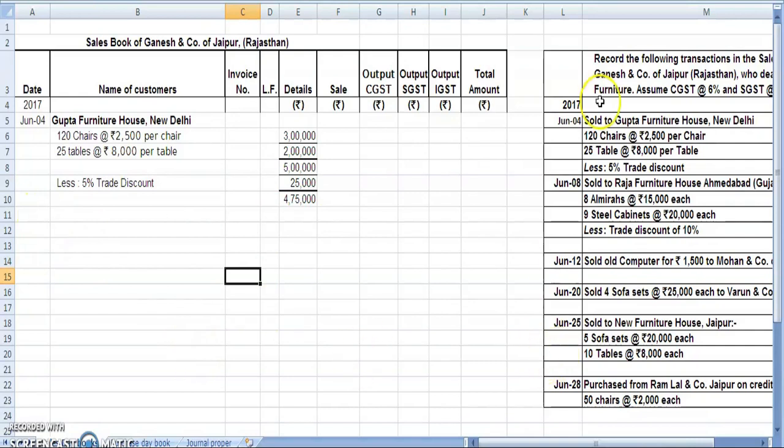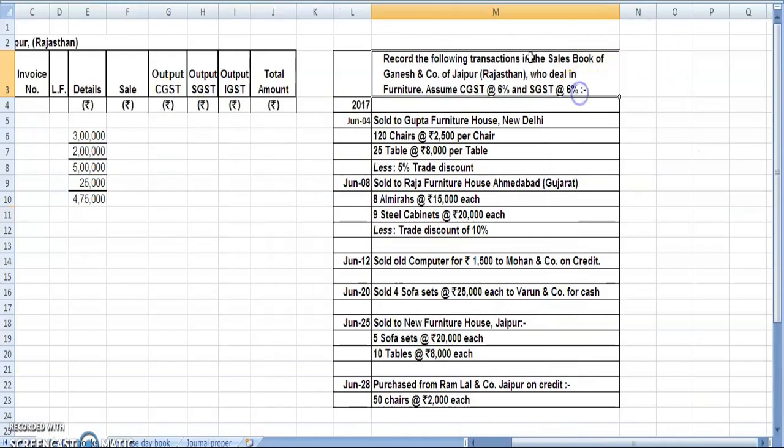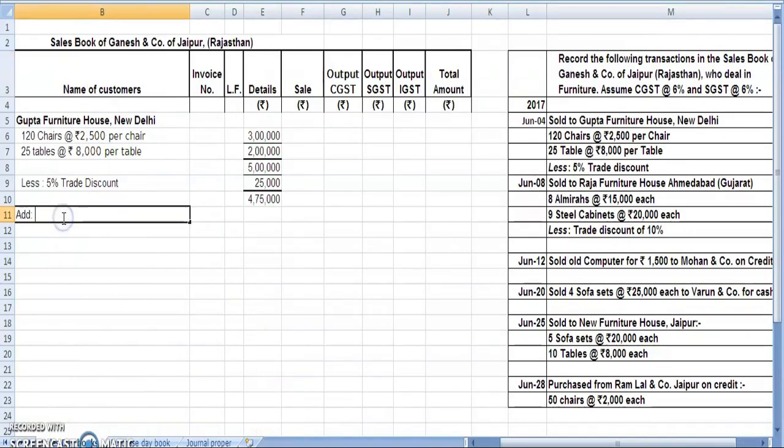Next, we have to add GST. Now since Ganesh is from Jaipur and Gupta is from New Delhi, so this is interstate. So this will come as IGST. 6% CGST and 6% SGST, 6 plus 6 is 12%. So we'll write here add 12% IGST. So 12% of 4,75,000 is 57,000. Now we'll add this and this. It is coming to 5,32,000. Okay.